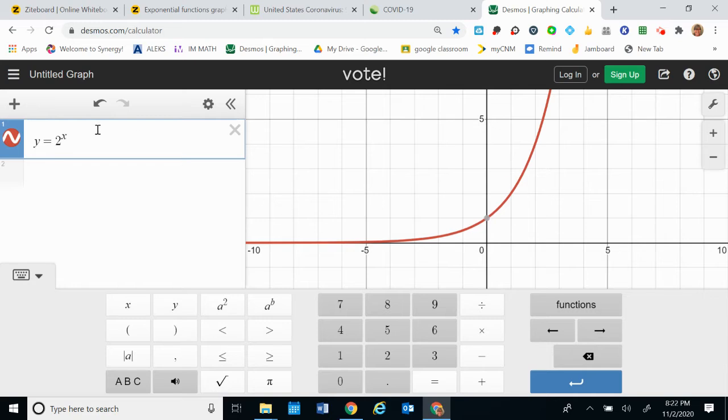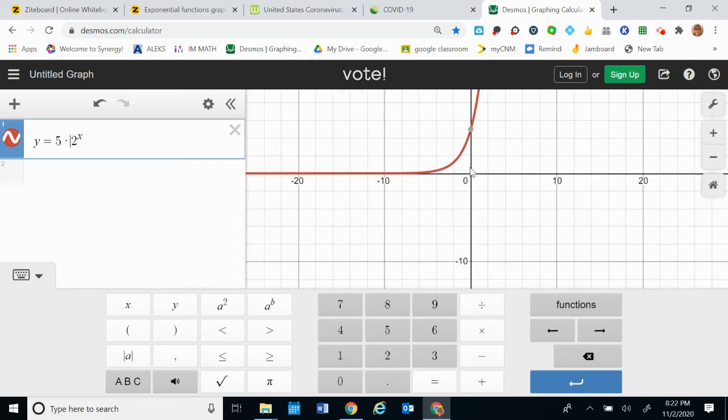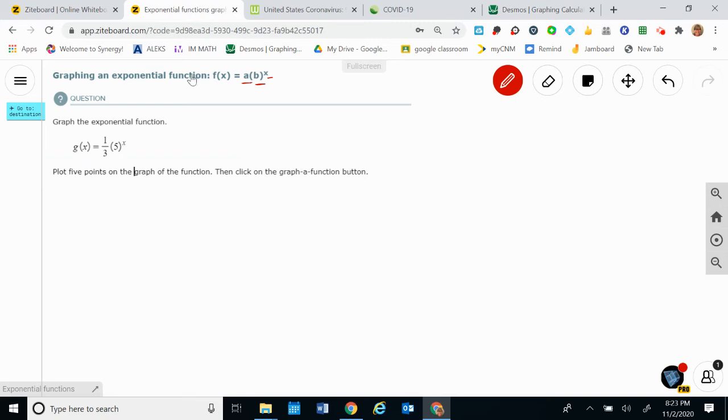Check it out, and then play with it. Like put a number in front of here. What if I did 5 times 2 to the x? Look what happened. Instead of going through 0, 1, it goes through 0, 5. And you can play with it and see. And you can also do it in the next line. If it goes 5 times faster, guess what? We're making it go zooming up even faster. This is like rocket ship status. All right. So now all you have to do is plug it in.